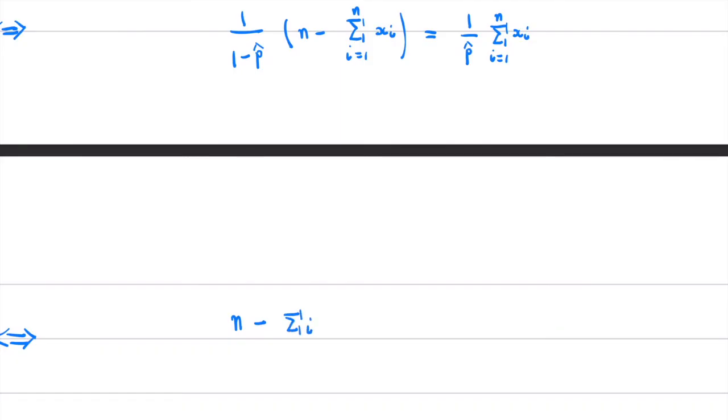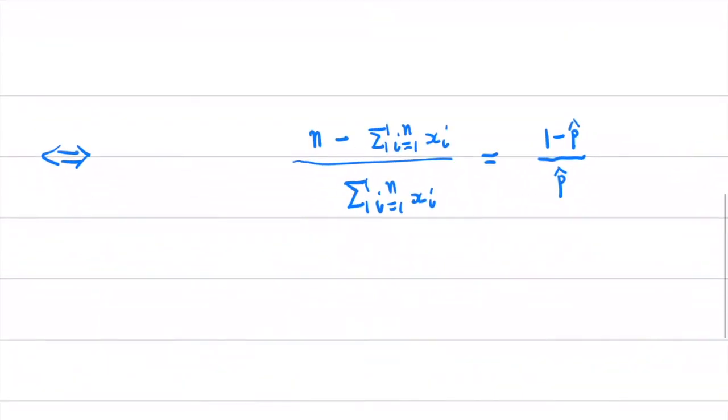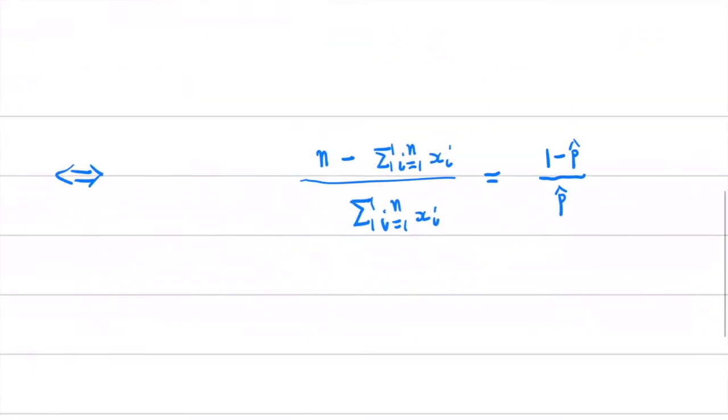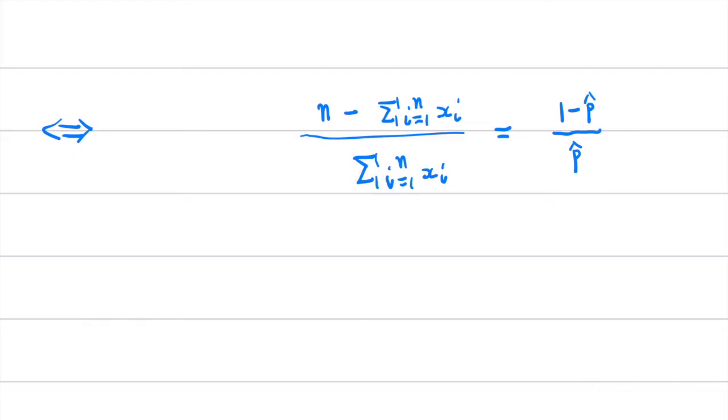So the next line in our solution looks something like the sum from i equals 1 to n of xi over the sum from i equals 1 to n of xi is equal to, again, moving this 1 minus p to here, 1 minus p hat over p hat. Okay, this is slightly starting to look promising. Now, the reason I did that, of course, is because I want all the p hats on one side when I'm doing these sorts of solutions. So the next thing I'm going to do here is a little bit of simplification, some clever simplification.